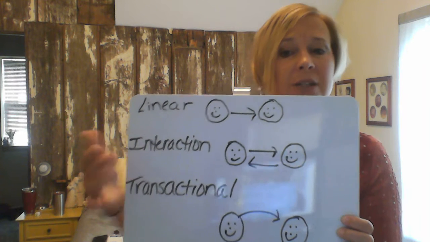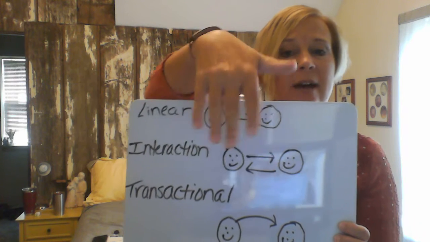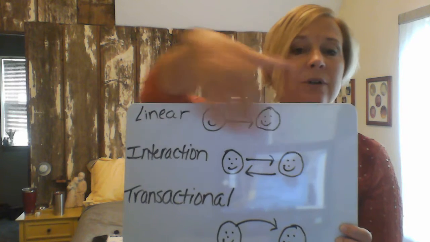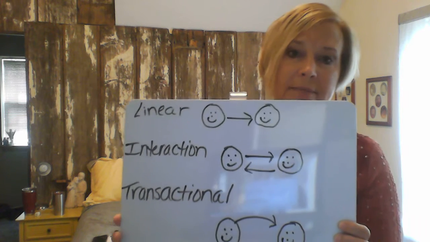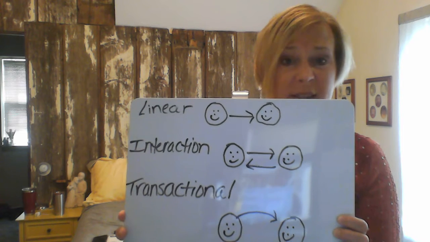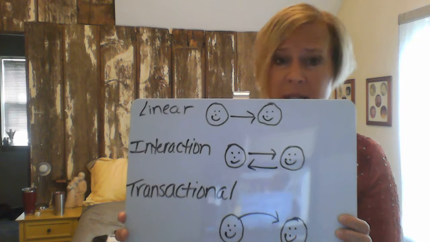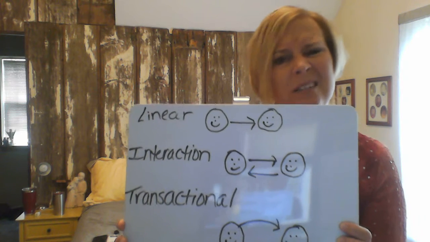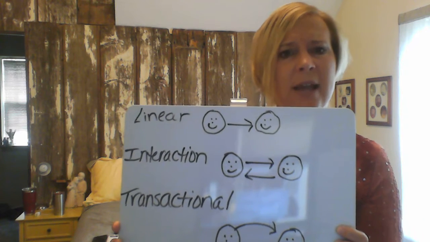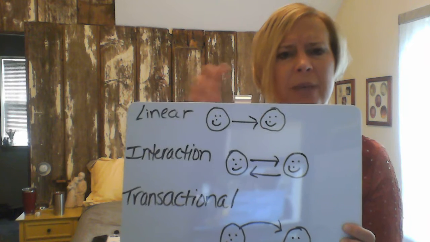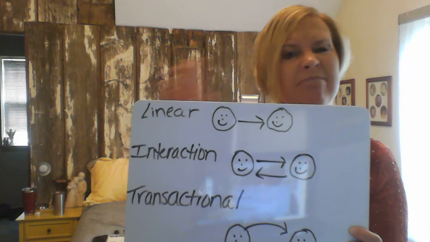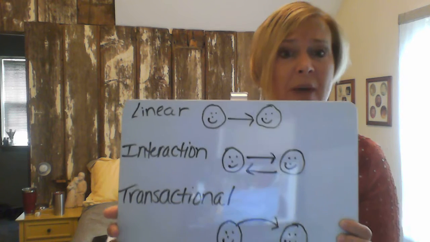The next one is interaction. Interaction is going to have your sender sending a message, but then you're also going to have the receiver sending a message back. You can have noise. You can have the environment in there. There can be those different factors, but it's a little chunky, I would say. It's just broken up because I speak and then you speak and then I speak, and it's interaction, okay?